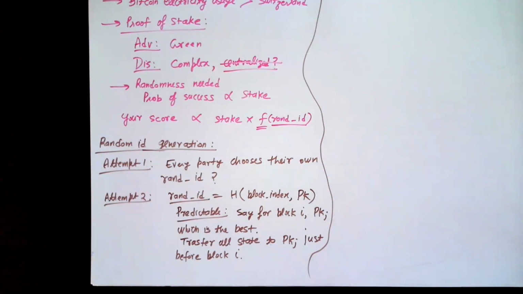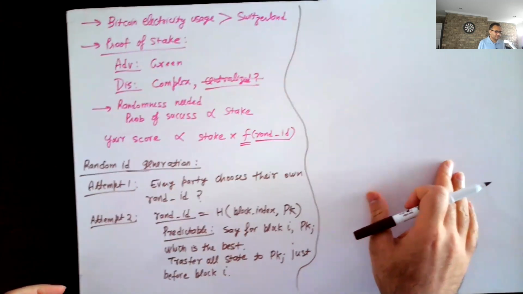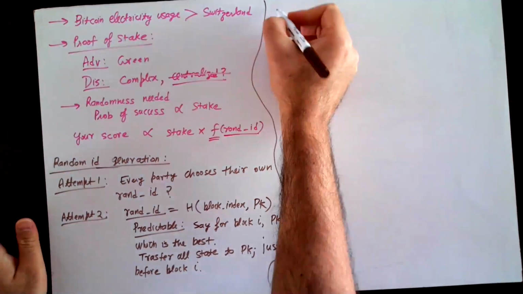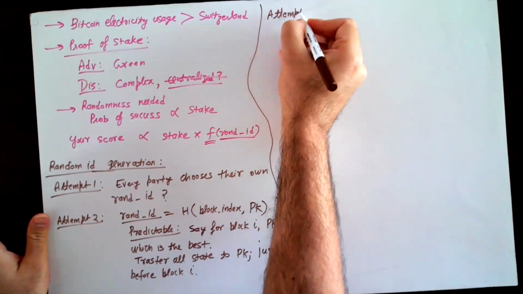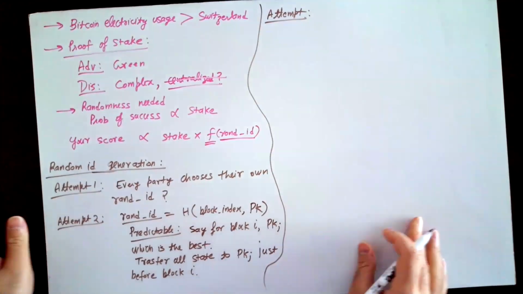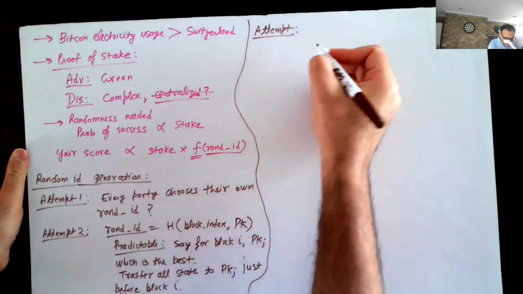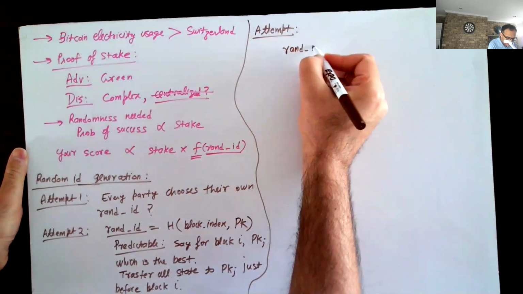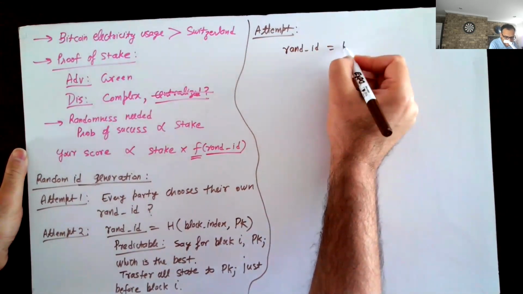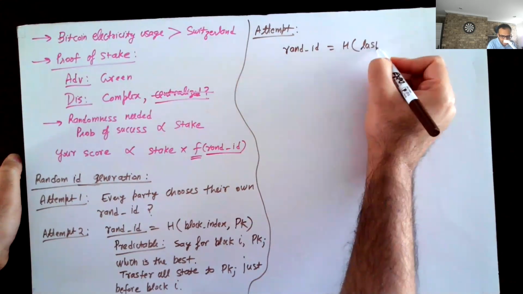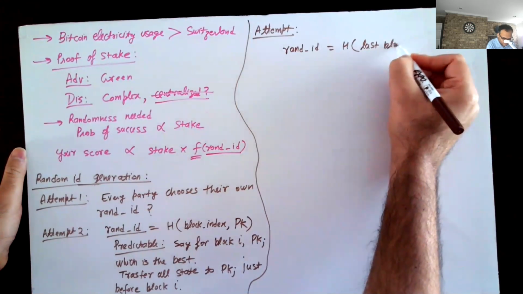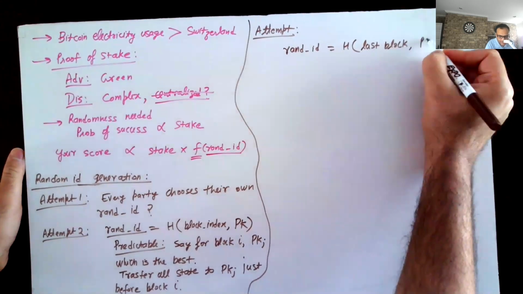Can we include the transactions also in the hash? Then probably this might not work. Yeah, that's the next attempt. What about your random ID is the hash of the last block and your public key pk?